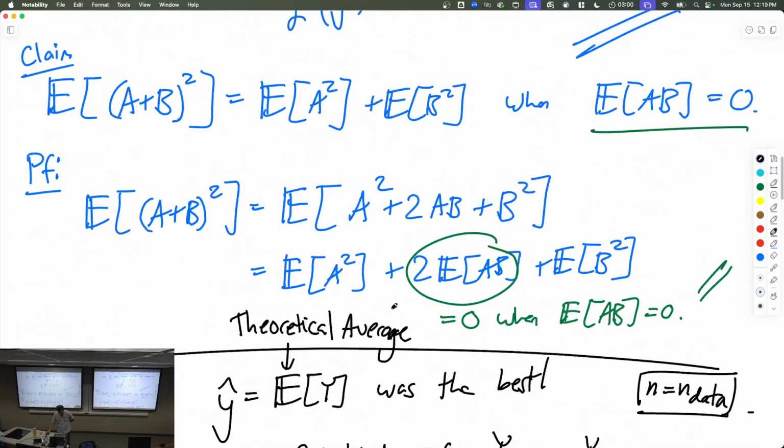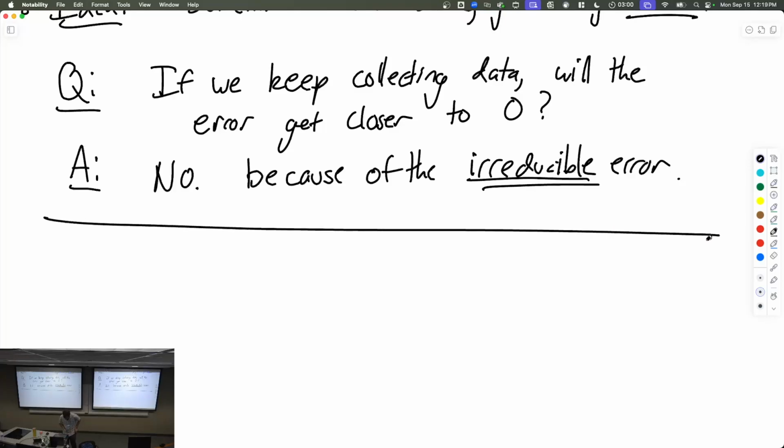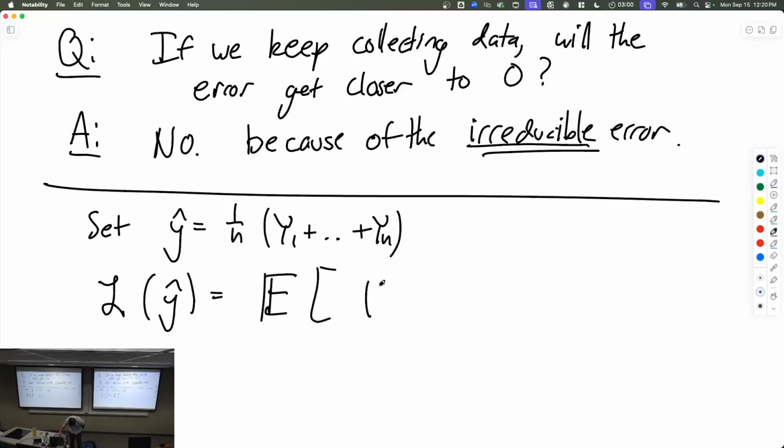And so here's the formula. We're going to do some calculations. To start with, we're going to set y hat equals 1 over n times y1 plus dot dot dot plus yn, the sum of the first n things, and then divide by n to take the average. And then the loss function of this y hat, what is it? Well, it's the average of (y hat minus y) squared.